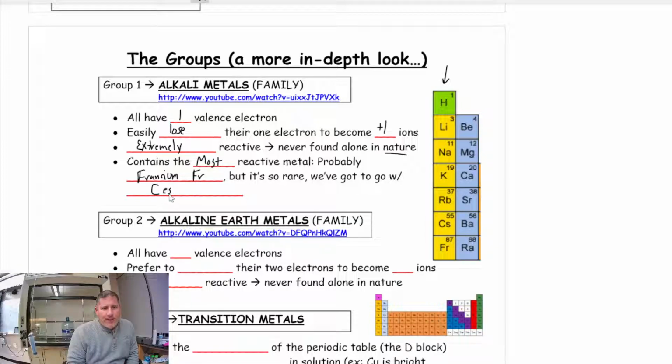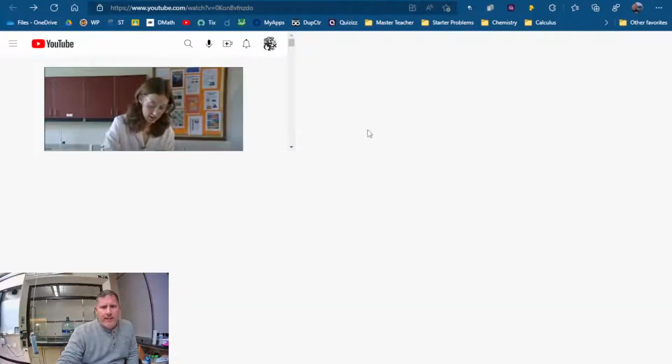I guess we could say cesium is because it's the only one we have access to, and that's Cs on the periodic table. But you can tell francium, following that very characteristic, would be more reactive. All right, without further ado, I want to show you a video. So let me pull that up here and bring it over to the screen you can see.